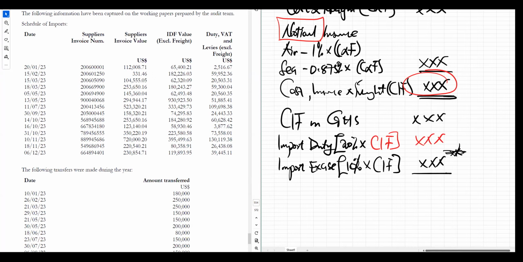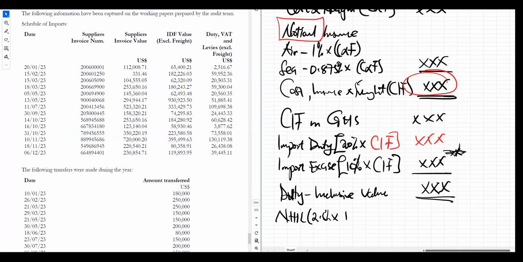So all duties will be added to the CIF. Then you arrive at what we call the duty inclusive value. Are we okay? Now, this duty inclusive value that you have gotten is like your taxable value. Now you are going to tax it. This is where you get your NHIL, 2.5% on the duty inclusive value. Your GETFund, 2.5% on the duty inclusive value.